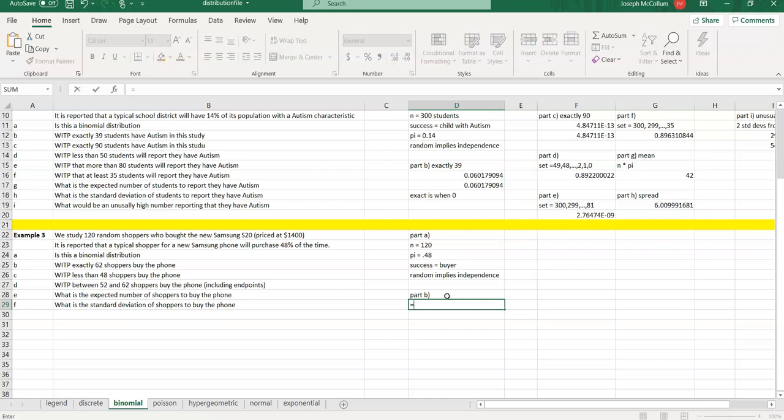What are the odds of this happening today? We got 120 shoppers coming in. 62 are going to buy the phone. We need this or we're not going to hit the quota. Well, let's check it out, my friends.